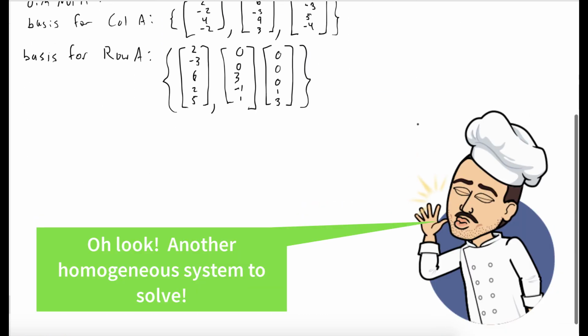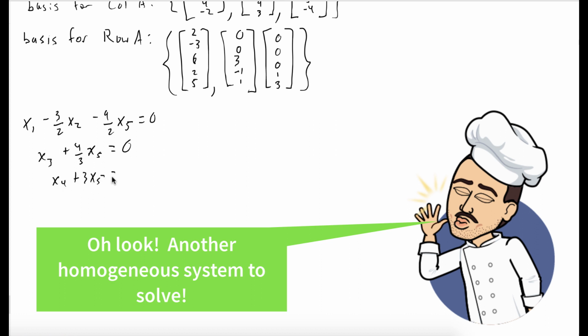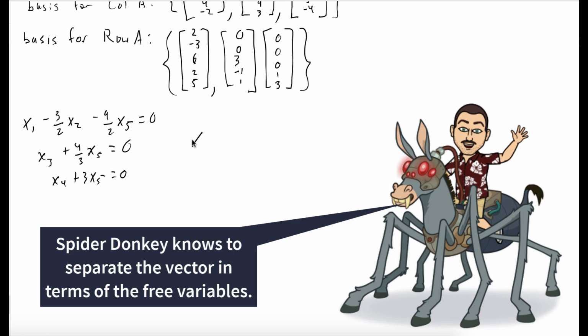Now each of the rows of that matrix corresponds to an equation. The first equation is x1 minus 3 halves x2 minus 9 halves x5 equals 0. The next equation is x3 plus 4 thirds x5 equals 0. And the last equation is x4 plus 3x5 equals 0. And now we could solve for each of the basic variables, x1, x3, and x4, and plug it into and write out what our solution vector should look like.